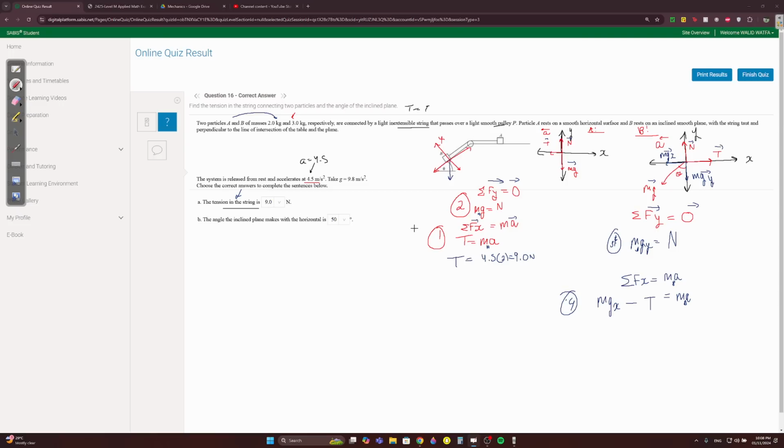People say, oh, part A, you don't have to do all that. I'm telling you, I always do this because I also need it for part B. What's the angle the inclined plane makes with the horizontal? Let's see.